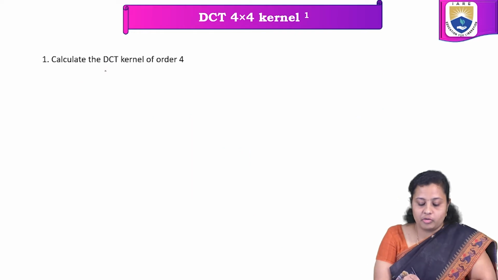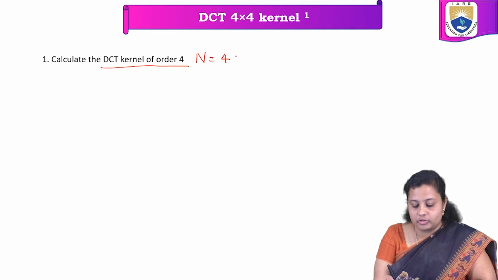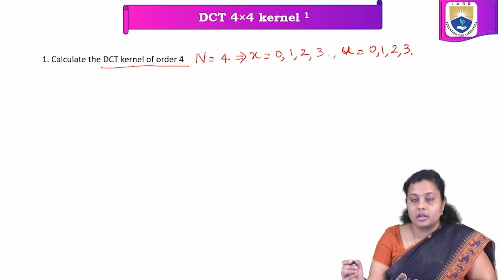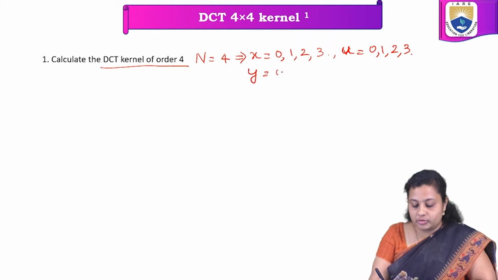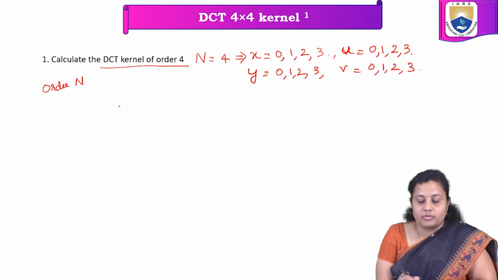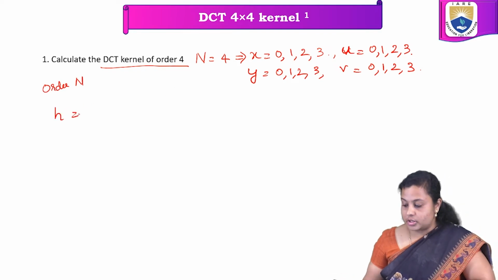If we go for a DCT kernel of order 4, here the n value is 4, which implies that x values will range from 0, 1, 2, 3. Even the u values will range from 0, 1, 2, 3. Y values will range from 0, 1, 2, 3. V values range from 0, 1, 2, 3. So similarly, like how we calculated in our previous case of order 2, we can calculate the transform function, which will turn up to the equations.